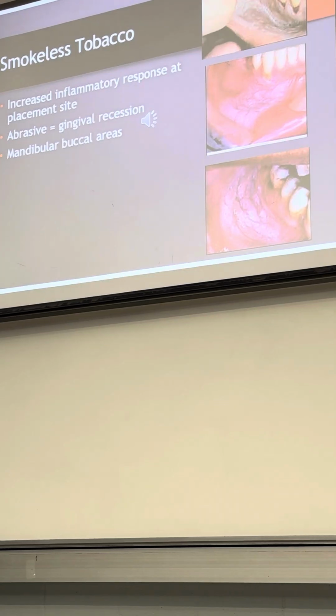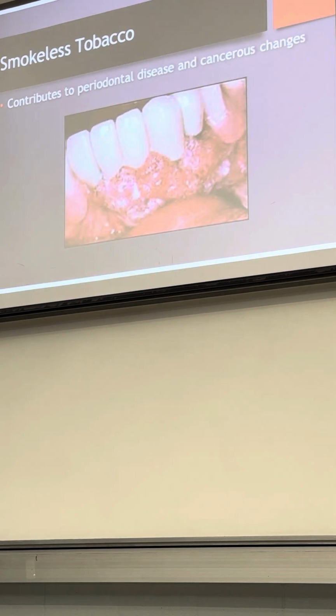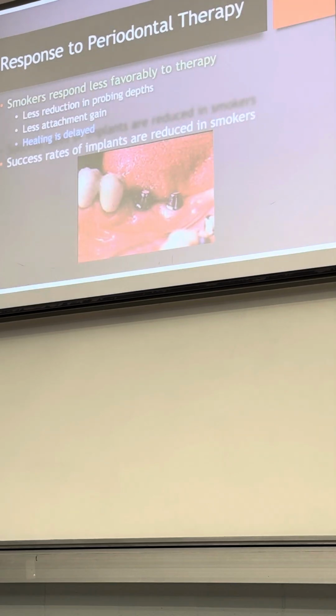All right, smokeless tobacco. We talked a little bit about this also. We have that increased inflammatory response at the placement site. It is very abrasive, so you're going to notice more gingival recession in these areas, but typically people will place it on the mandibular buccal areas. So that's where you're going to see the tissue looking like it does in that bottom picture. It does contribute to periodontal disease and cancerous changes. We've talked about that before, so it's just important to remember that all these different types are going to have a response.